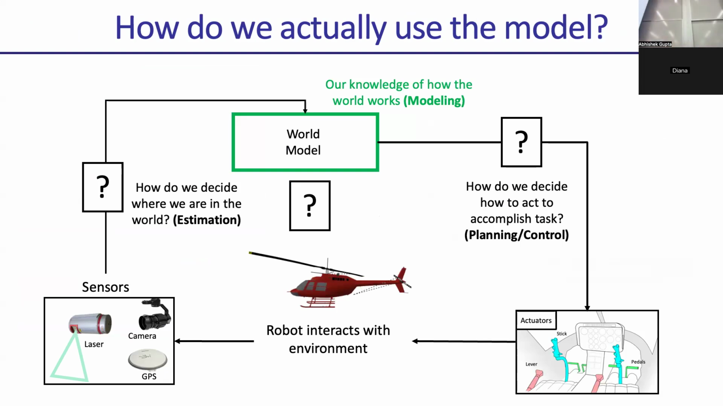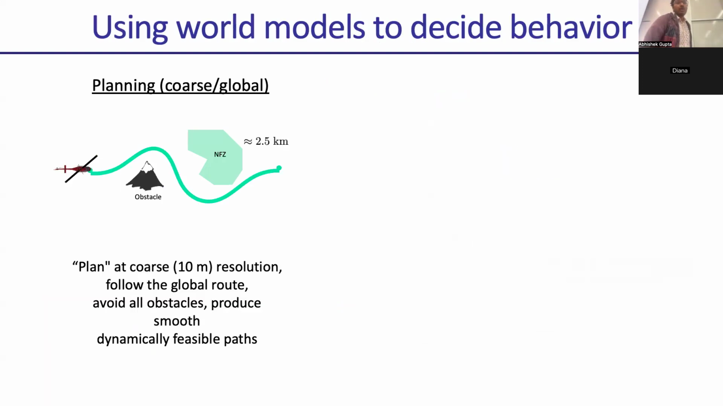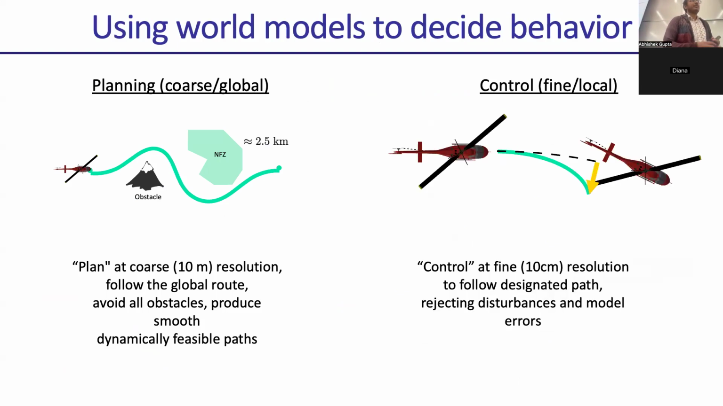So we're going to start with the world model, but the next part is, okay, I have my world model. It doesn't do me any good. I need to make decisions. So the process of making decisions with the world model is saying that I want to do planning and control. Planning and control are a little bit confusingly different terms, but the real difference between them is that planning is a lot more coarse and global, and control is a lot more fine and local.